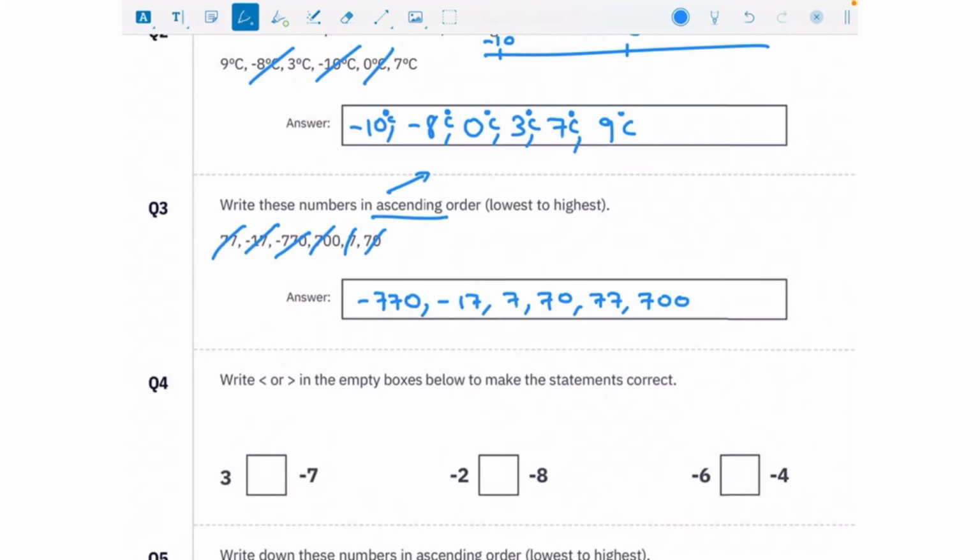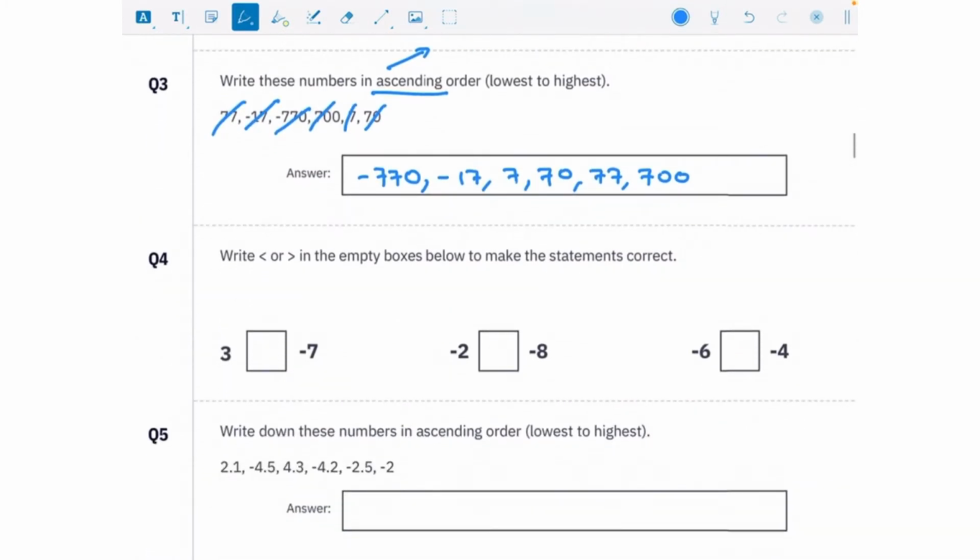Okay, we're going to use these inequality symbols. So we're going to write less than or greater than in the empty boxes to make the statements correct. So you might have learnt at primary school that the crocodile eats the bigger number. So sometimes we draw little teeth on like this. Sorry, that's terrible drawing, but you get the point. Sometimes we draw teeth on and we can say the crocodile eats the bigger number. But I think it's easier just to remember that the bigger number goes at the bigger end. So this end is bigger and this end is smaller. So we put the bigger number at the bigger end.